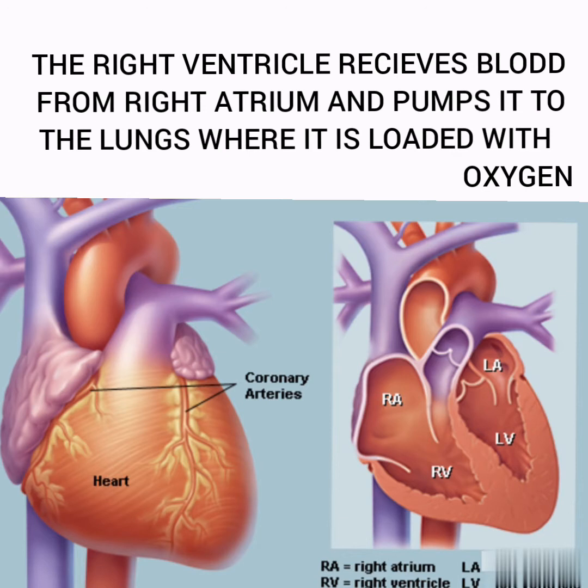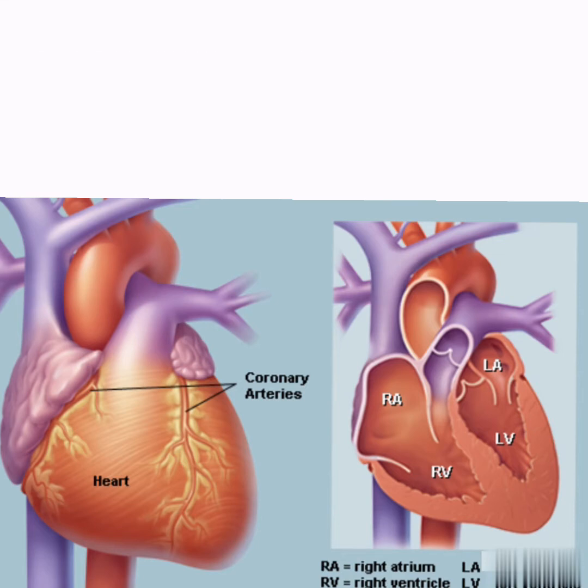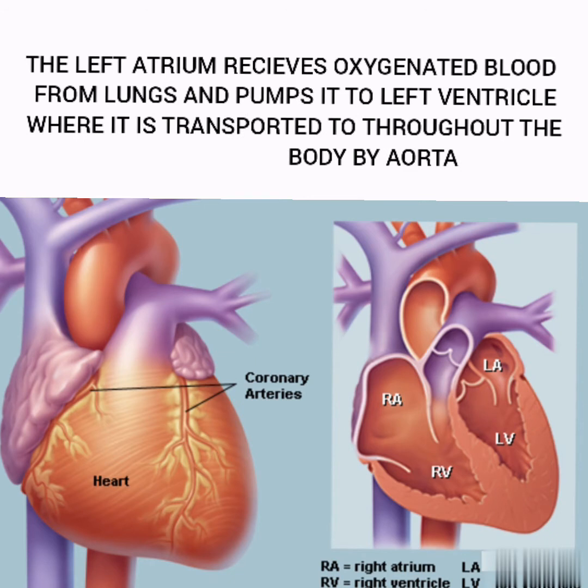The right ventricle receives blood from the right atrium and pumps it to the lungs, where it is loaded with oxygen.